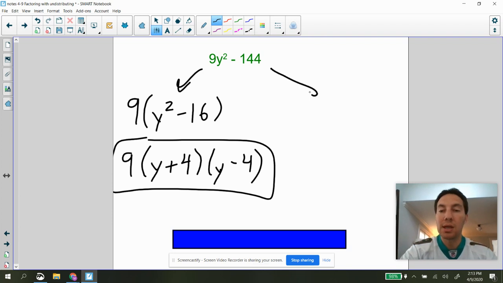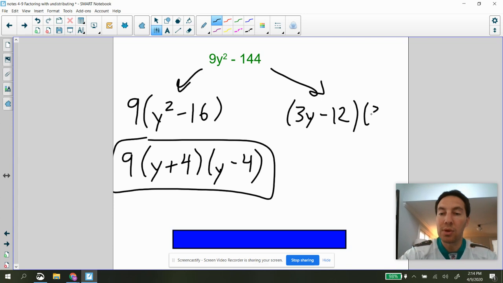Or maybe you're thinking, wait, why couldn't I have just done difference of squares right at the beginning? And in fact, you could. That would be 3y minus 12 and 3y plus 12. I'm running out of room here. Now, this is not fully factored because if you look in each of your sets of parentheses, you have a 3 that you could pull out in common.